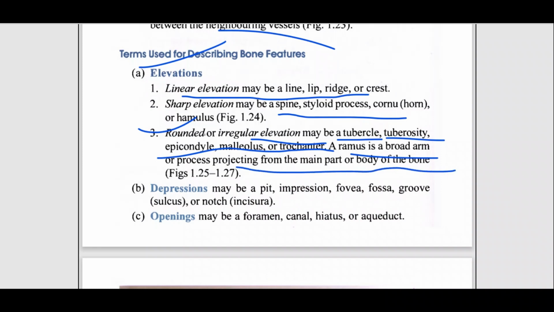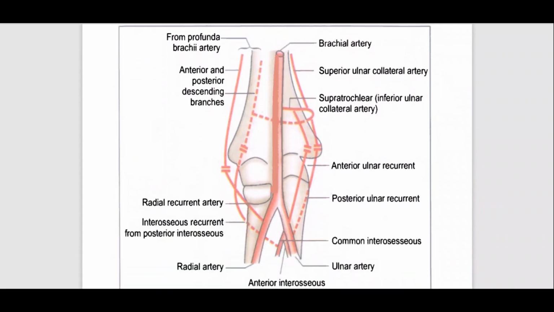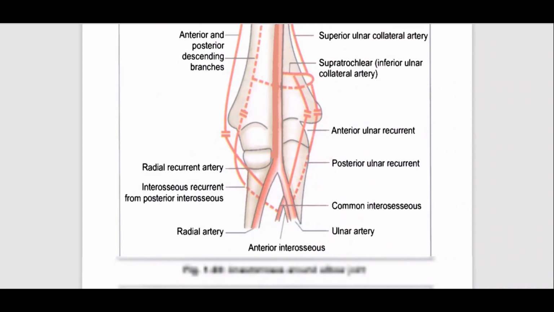A ramus is a bowed arm or process projecting from the main body part. Ramus is a broad arm or process which projects from the main part of the body. Well, depressions, something inside, like a pit. It may be a pit, impression, or fovea or fossa or groove or notch. Openings may be foramen, canal, hiatus or aqueduct.